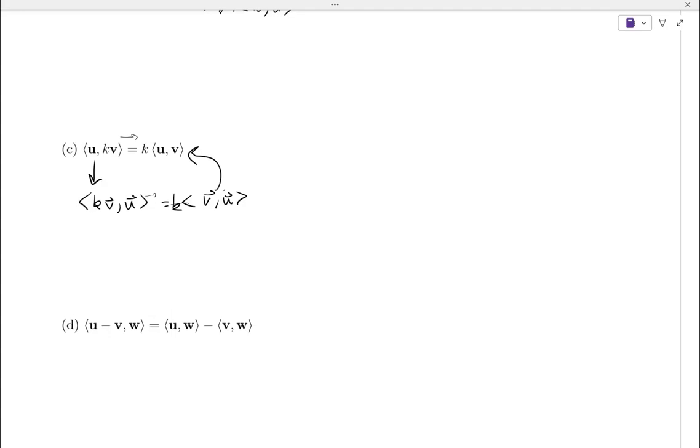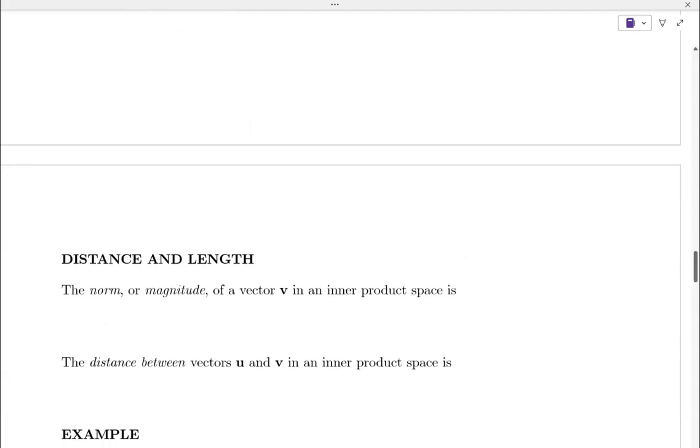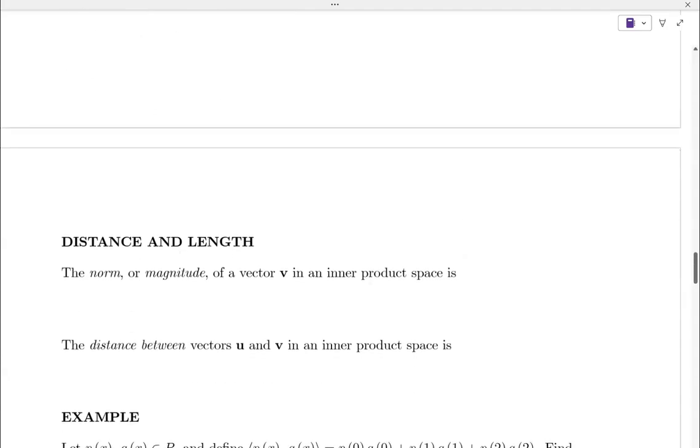All right. So anyway, those give you some vector inner product space properties. So we'll start doing some of these other notions of distance and length and angle on Wednesday.